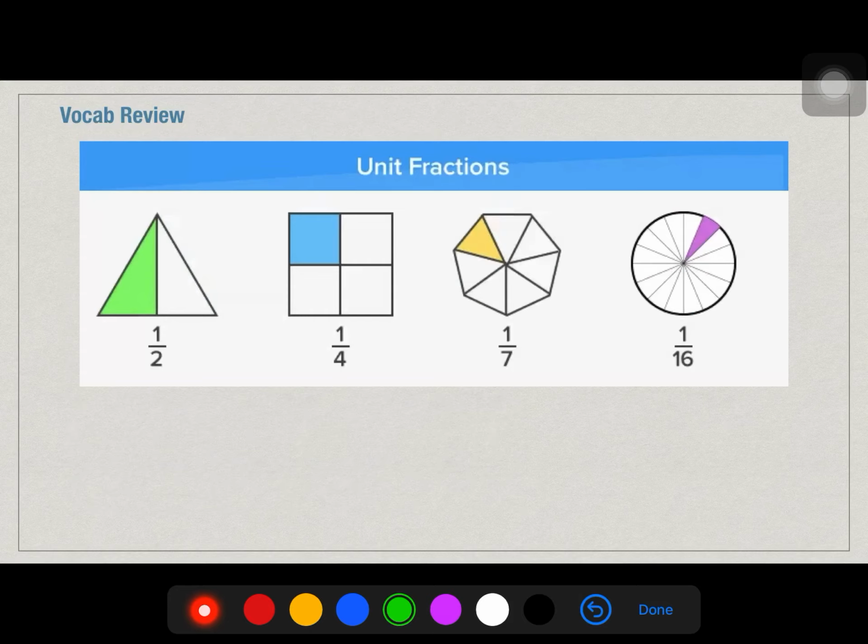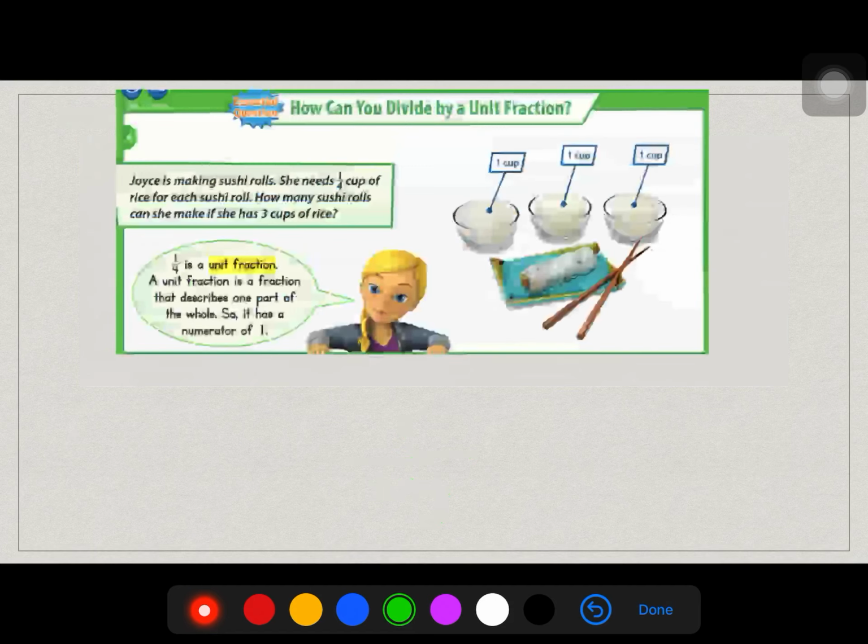Before we go on, I want to refresh your memory with what a unit fraction is. These are some examples. Can you draw a conclusion? Well, you're right. A unit fraction is any fraction that has 1 over as a numerator over any denominator. So it is one part of a whole, no matter how many pieces that whole is separated into. We're only going to be dividing by unit fractions today.